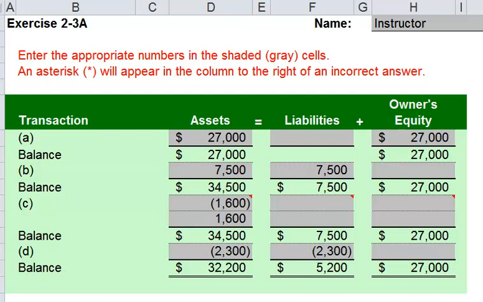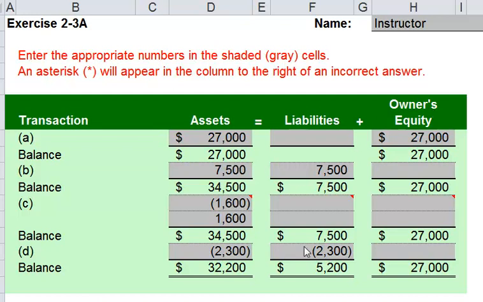This is exercise 2-3A in your textbook, and we're taking a look at the effects of transactions for balance sheet accounts only on the accounting equation. So keep in mind when we talk about balance sheet accounts, we're talking about assets, liabilities, and owner's equity, which is what you see here in the green ribbon.